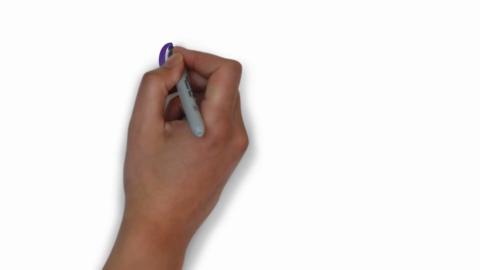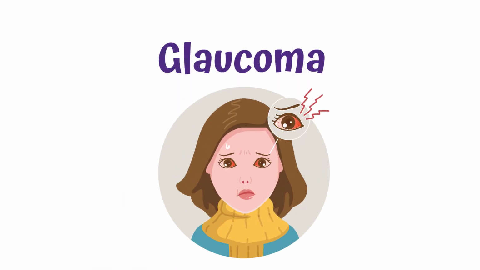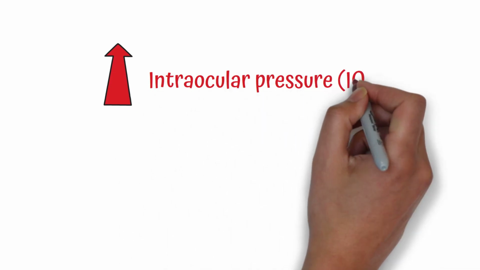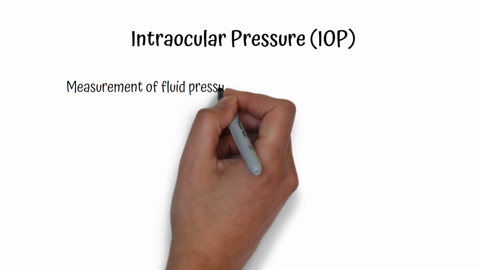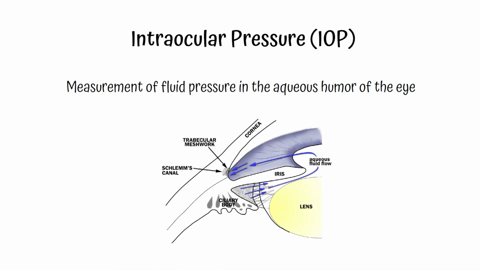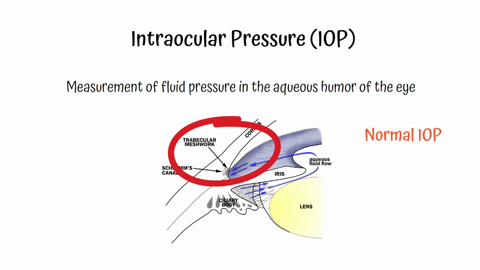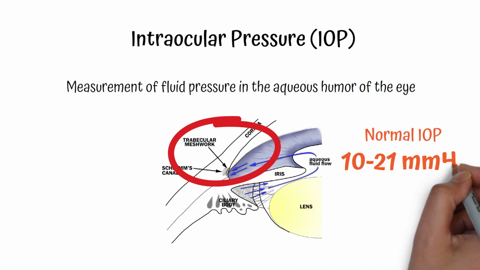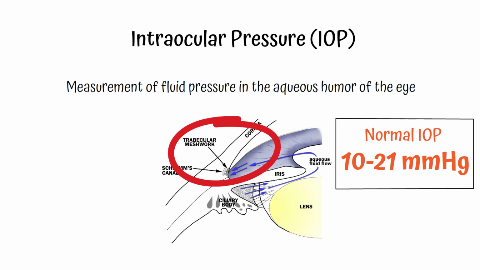Today we are going to talk about glaucoma. Glaucoma is a condition that results from raised intraocular pressure. Intraocular pressure is a measurement of the fluid pressure in the aqueous humor of your eye. It's created by resistance of aqueous humor flow through the trabecular meshwork in your eye. The normal intraocular pressure is between 10 and 21 millimeters of mercury.